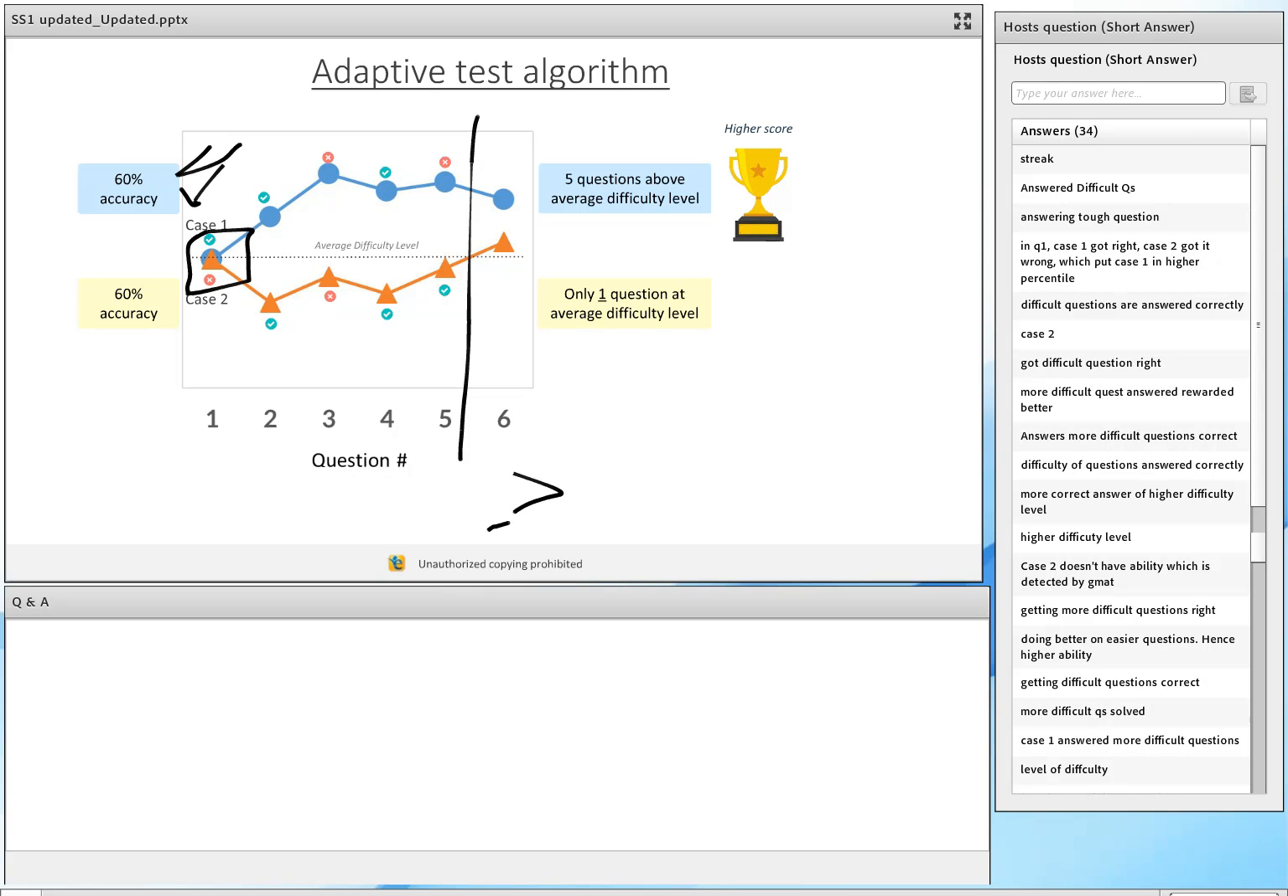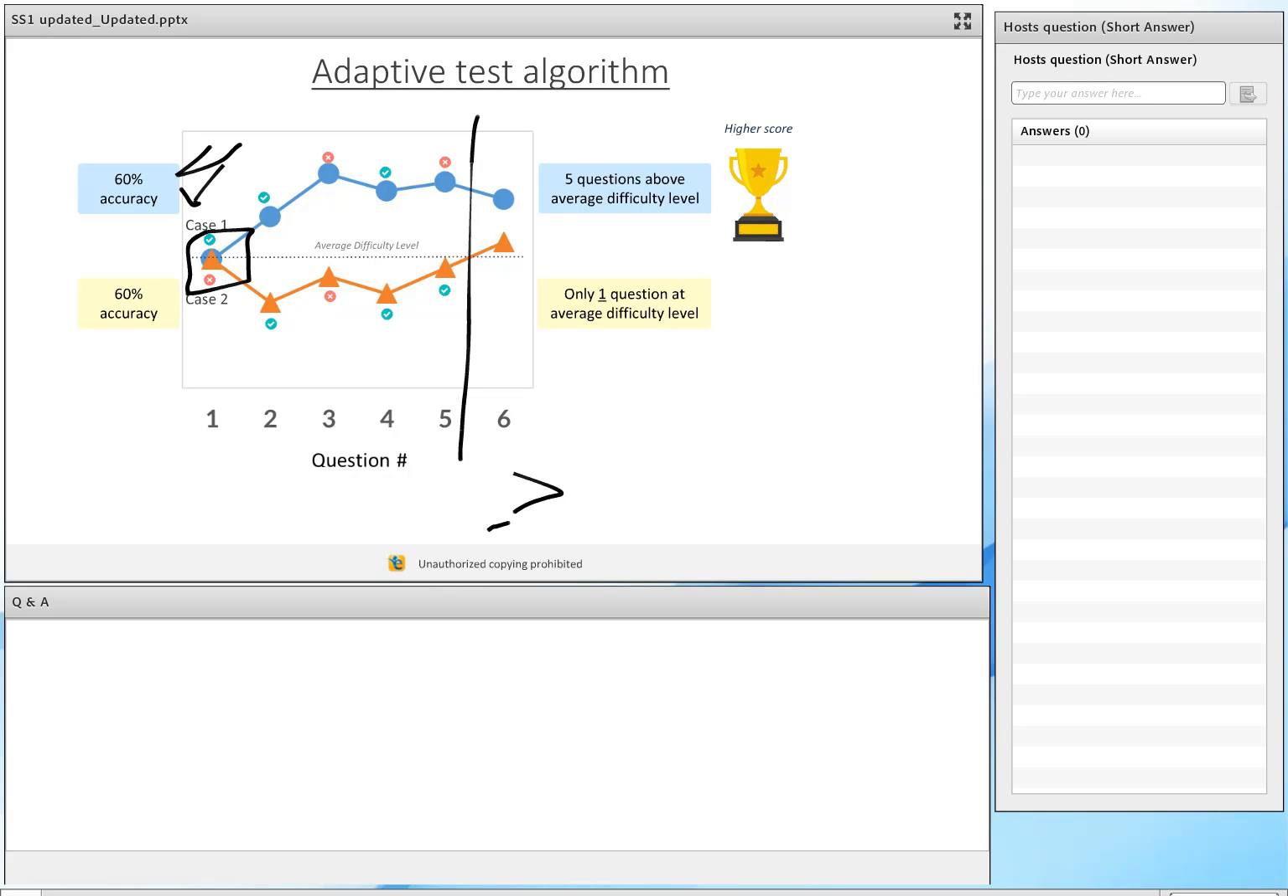Now, tell me one thing. Did student 2, or case 2 as written here, even get the opportunity to answer difficult questions? Were difficult questions even served to this guy? No, they weren't served to this guy. Not at all. Why did the test not serve difficult questions to this guy?